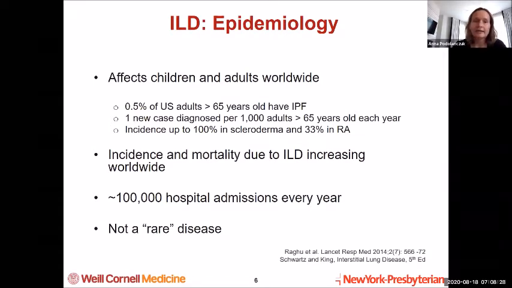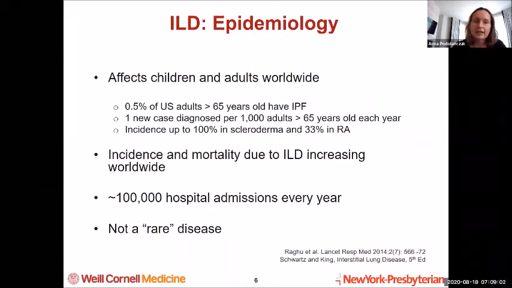In the US, 0.5% of adults over the age of 65 have idiopathic pulmonary fibrosis. And this is to highlight that IPF, which is one type of ILD, used to be thought to be a rare disease. But now we have shown that 1 in 200 adults over the age of 65 has just one type of ILD, which is IPF. There's one new case diagnosed per 1,000 adults over the age of 65 each year. So that's the incidence in the US.